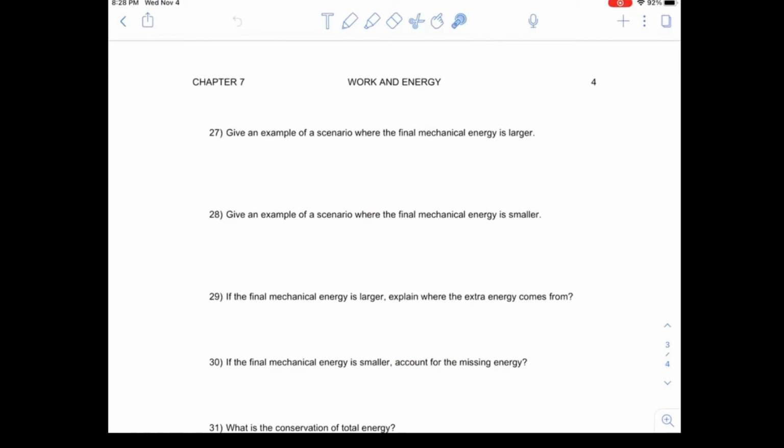All right, so let's come up with an example of a scenario where the final mechanical energy is larger. Okay, guys, final mechanical energy is going to be larger when there's a propulsive force at work, right? So when there's a propulsive force at work, what happens? It feeds energy into the system. Case in point, using the Geller's incline experiment as an example, this ends up gaining mechanical energy, which means that the final mechanical energy is going to be larger than the initial mechanical energy. So the energy is gained.